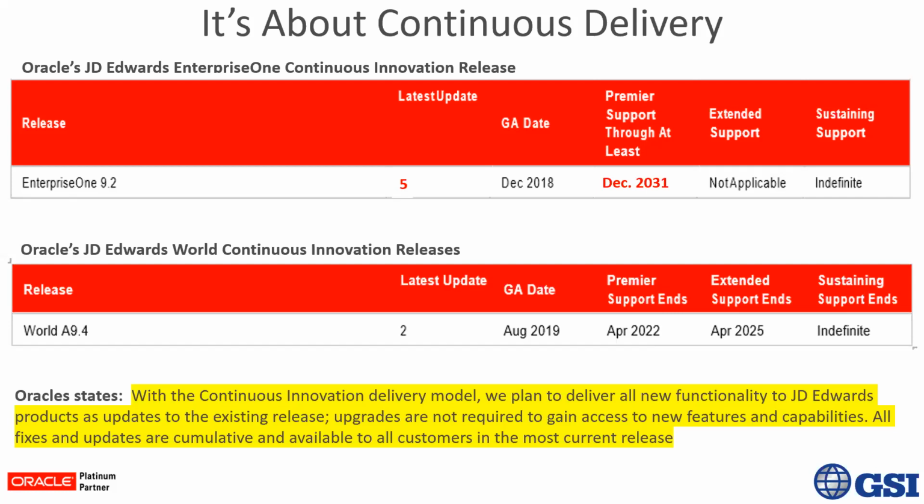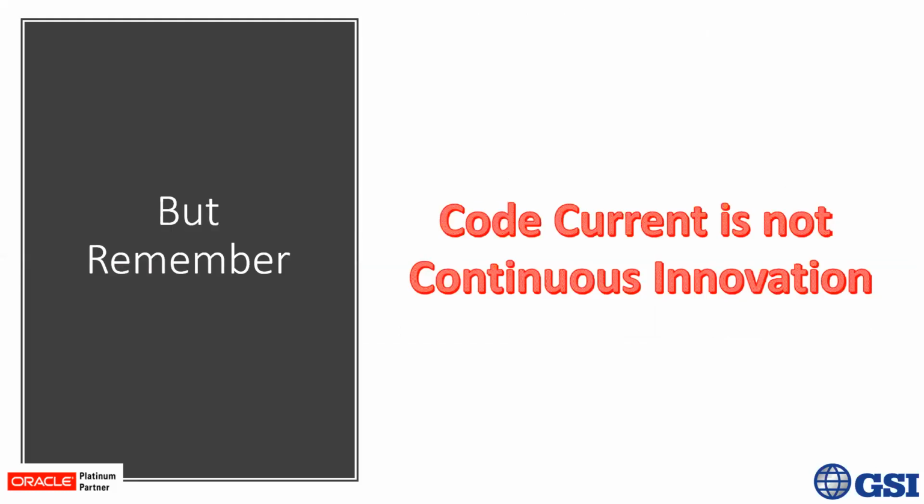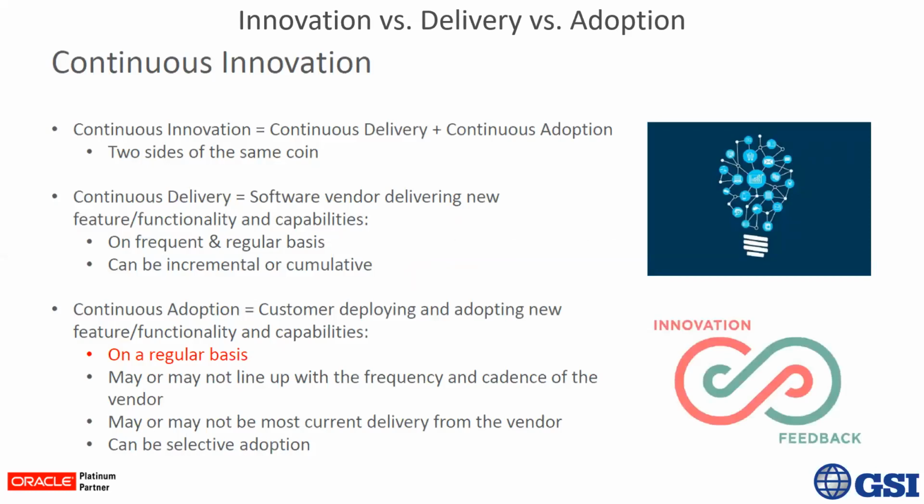So you want to be current, but you have to remember, just being on application 9.2.5 or tools release 9.2.5 does not mean you're following the Oracle philosophy of continuous innovation. Oracle's philosophy of continuous innovation means that Oracle will deliver updates to you, but you as an organization need to continually adopt them. And what that means is you need to put them in play in your business. There's no sense in updating if you're not going to utilize what you have.